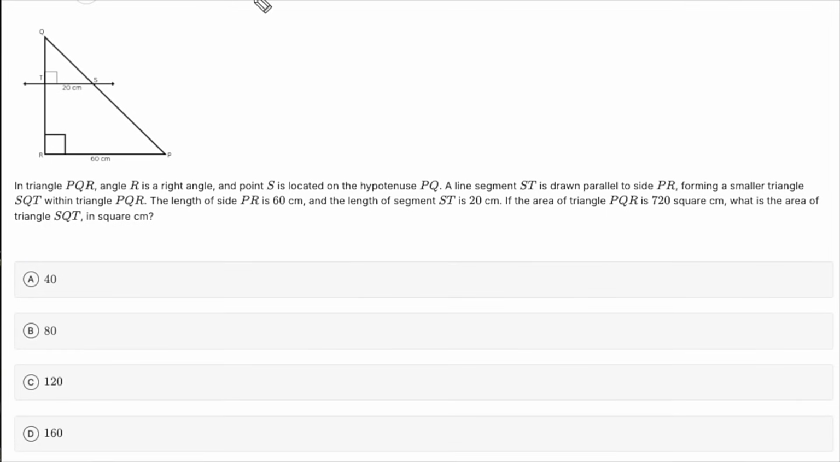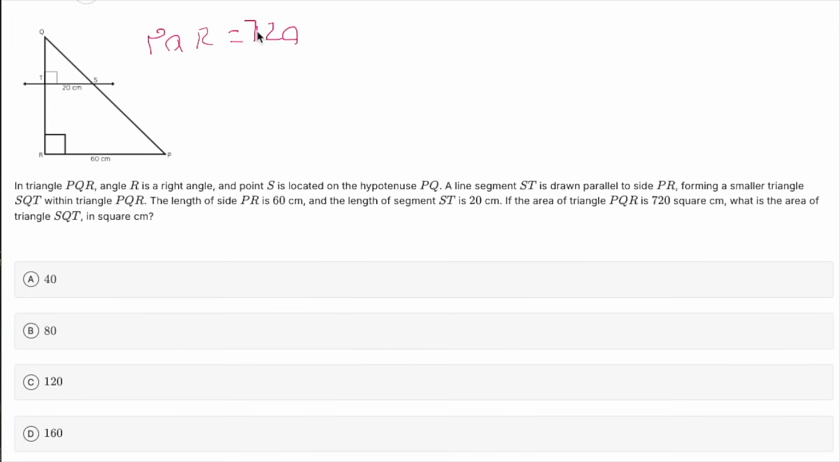So PQR is 720. And we also know that the area is going to be BH divided by 2. So let's figure out QR because that would be our height, right?